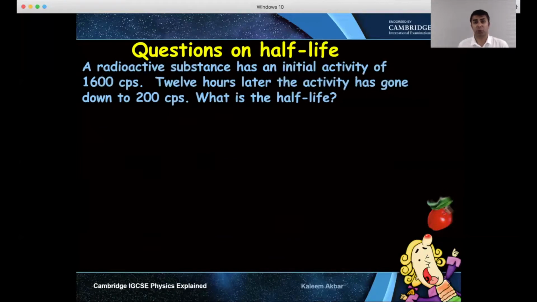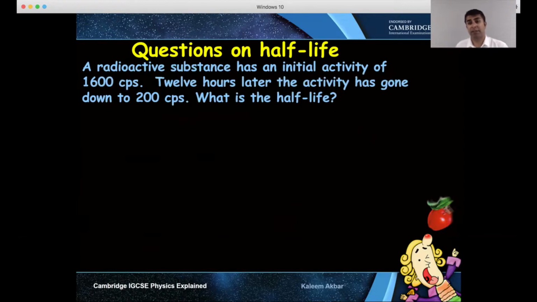A radioactive substance has an initial activity of 1600 counts per second. 12 hours later, the activity has gone down to 200 counts per second. What is the half-life? Well, you've got to figure out how many times we have to halve 1600 in order to get it down to 200. So if you halve 1600 once, we get 800. You halve 800, we get 400. We've halved it twice. You halve 400, you get 200. We have halved it 3 times.